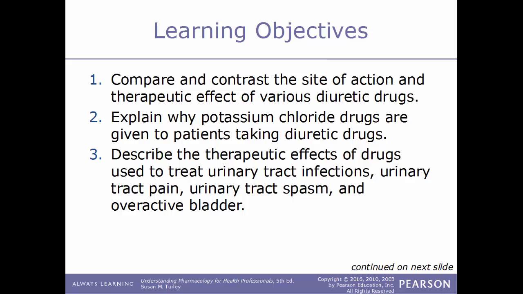Learning objectives for this chapter: compare and contrast the site of action and the therapeutic effects of various diuretic drugs. Explain why potassium chloride drugs are given to patients taking diuretics. Describe the therapeutic effects of drugs used to treat urinary tract infections, urinary tract pain, urinary tract spasms, overactive bladder.